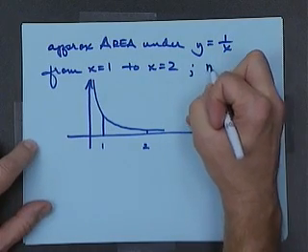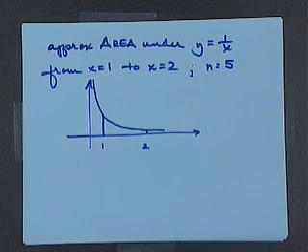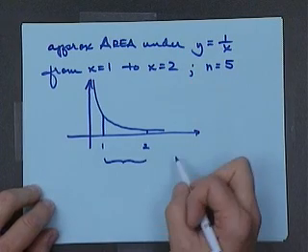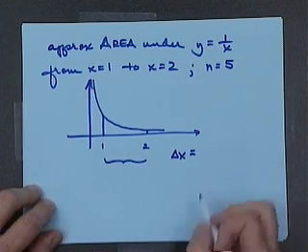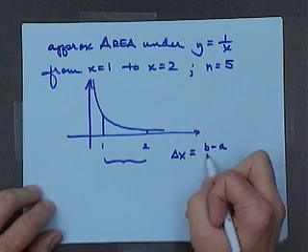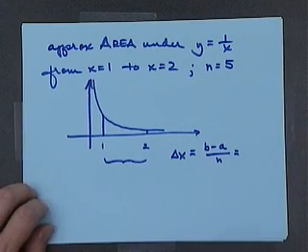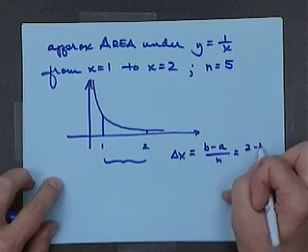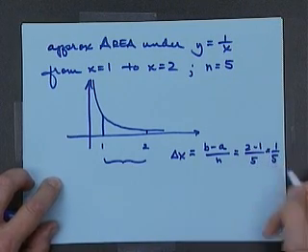Need another piece of information. Let's say we want n equal to 5. We want 5 rectangles. So if we take this distance from 1 to 2, which we need in order to find our delta x, it is, in general, b minus a over n. And for this problem, what's the width of each subinterval? 2 minus 1 over 5, 1 over 5.